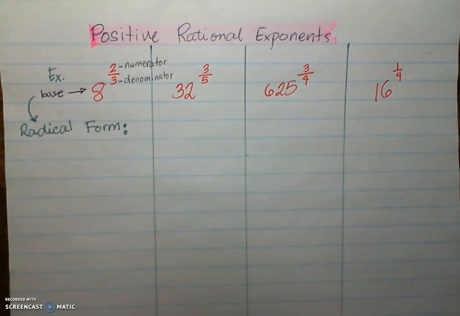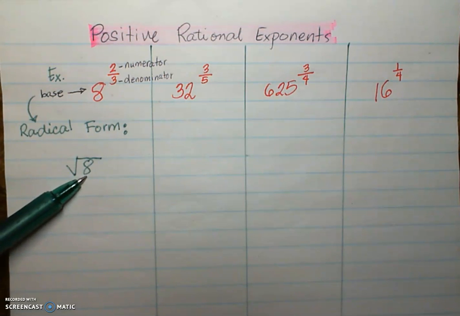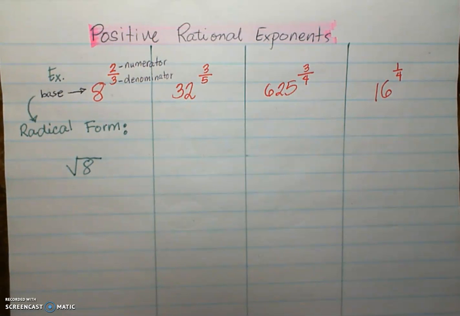On the radical form, our base becomes the radicand. The radicand is the number that is found inside the radical sign. The numerator of the rational exponent becomes the exponent of your radicand, and the denominator becomes the index.